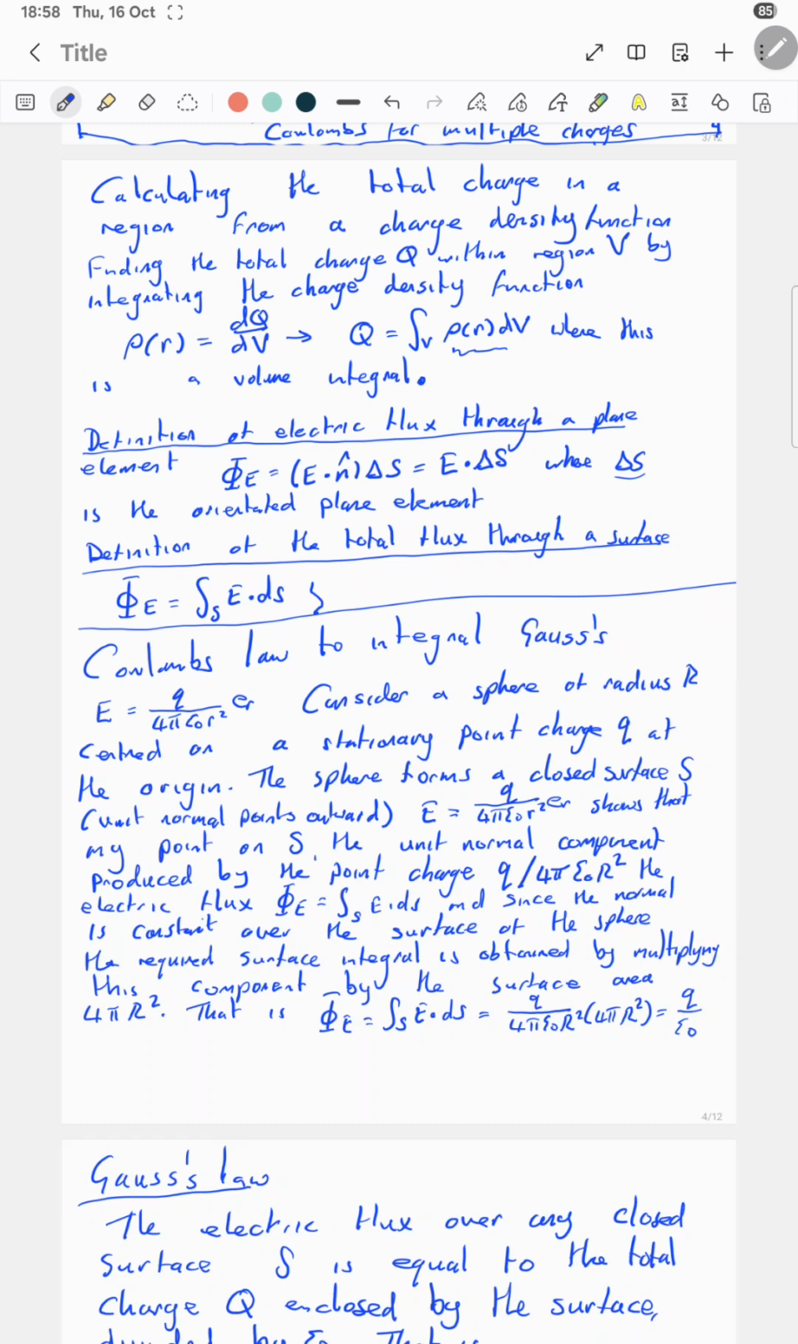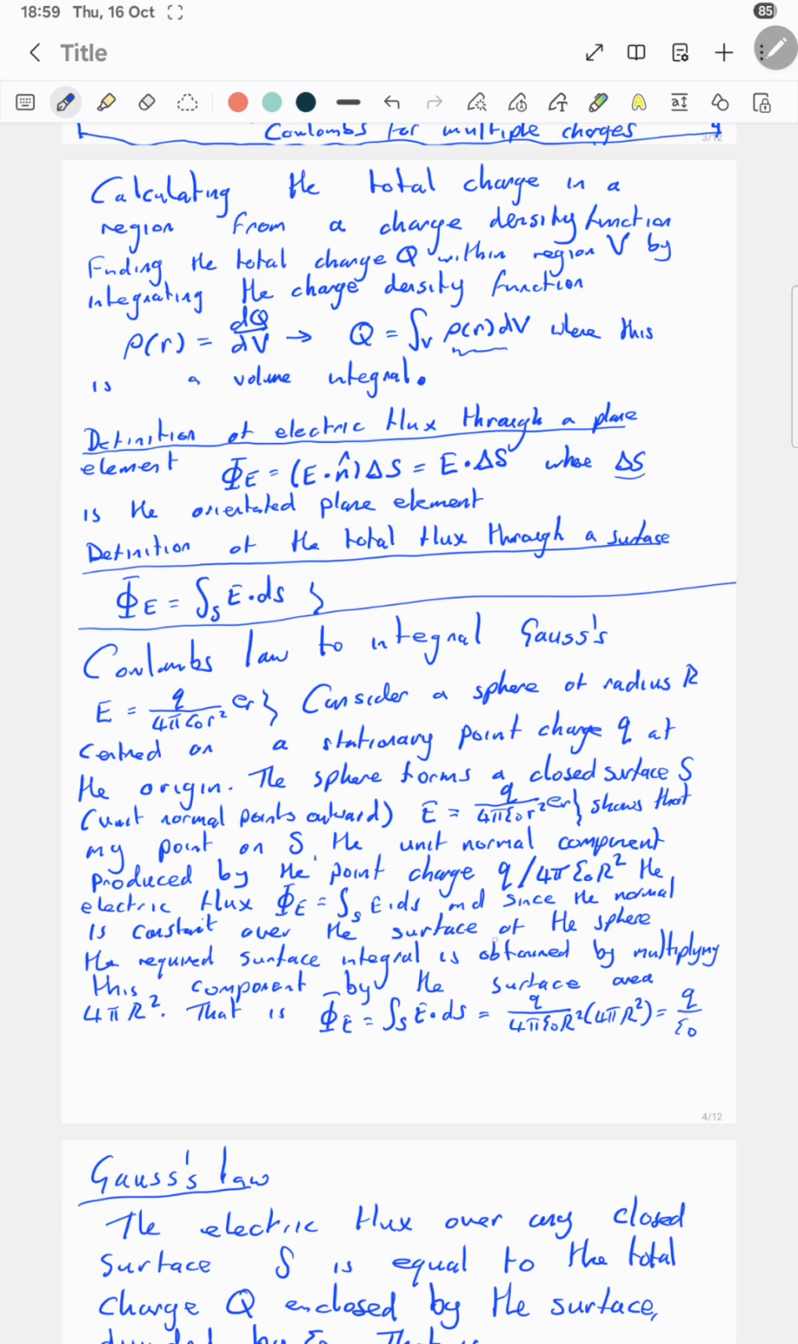And we go from Coulomb's law to integral Gauss's law. Now, this is Coulomb's law. We consider a sphere of radius r centered on a stationary point charge Q at the origin. The sphere forms a closed surface S. The unit normal points outward. E, the electric field, is given here.